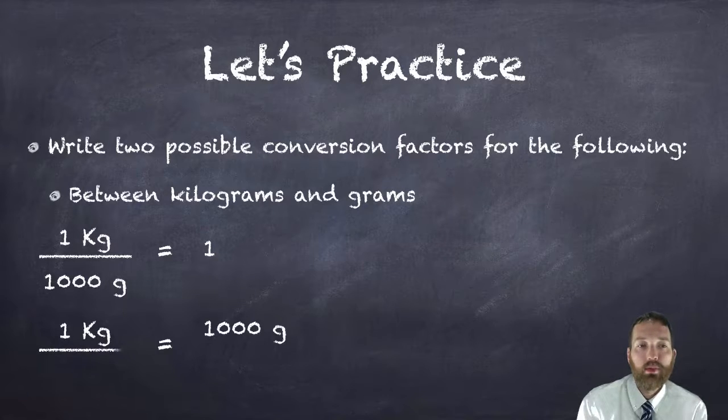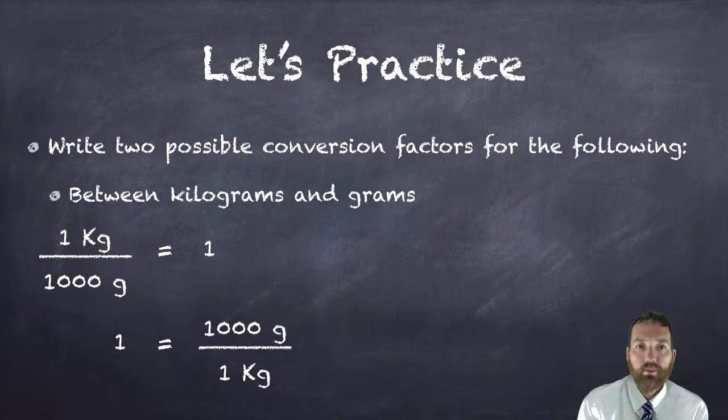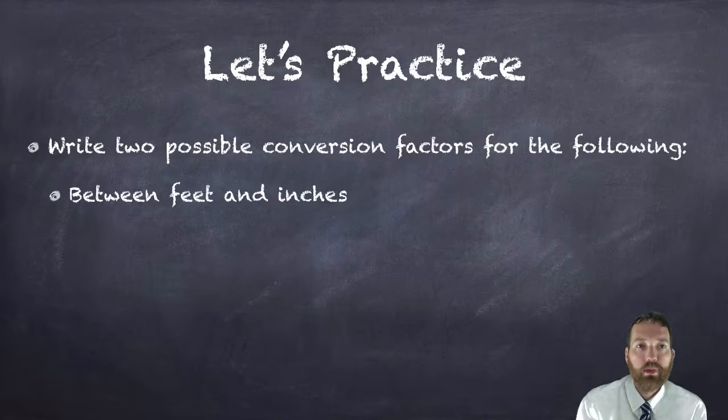Or we could have divided both sides by kilograms. 1 equals 1,000 grams over 1 kilogram. Two conversion factors that both mean 1. This could be used in a conversion problem to convert between kilograms and grams. Next, feet and inches. Why don't you pause the video and give this one a try? You probably know how many feet are in inches. Let's see if you can write two conversion factors for these units.